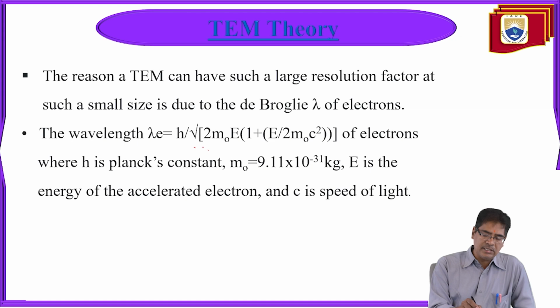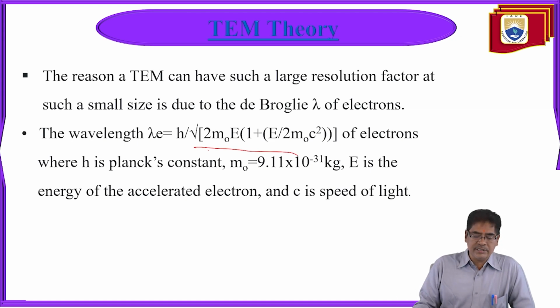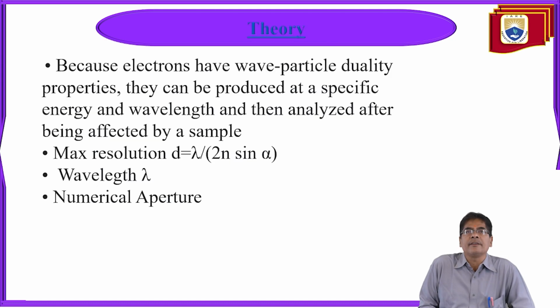2m naught rest mass, E is the energy, and m naught c square is the velocity of light, where h is a Planck's constant, E is the energy of the accelerated electron, and c is the speed of light. Because electrons have wave particle duality properties, they can be produced at specific energy and wavelength and then analyzed after being affected by the sample.